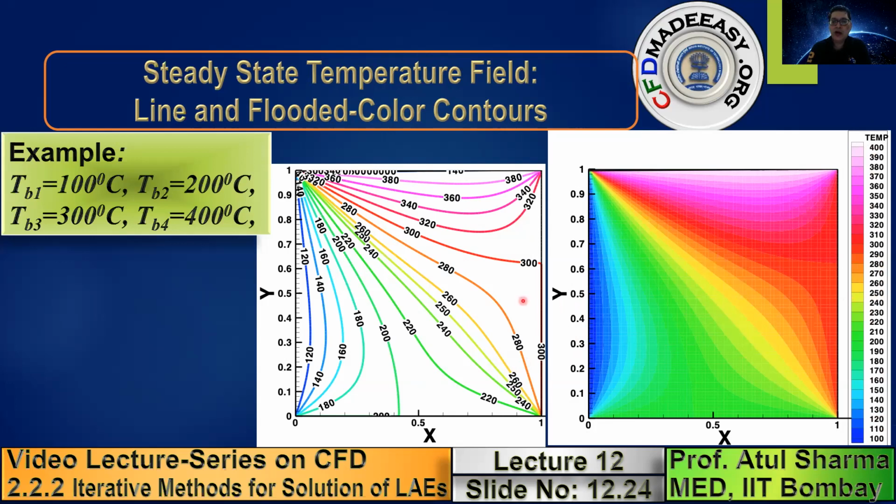So there is another option. Along with this line contour, you can plot the flooded color contour. So here I am showing you the steady state temperature field as a line contour and also as a flooded color contour.